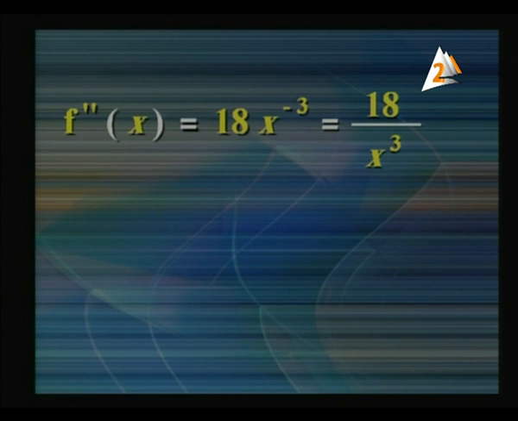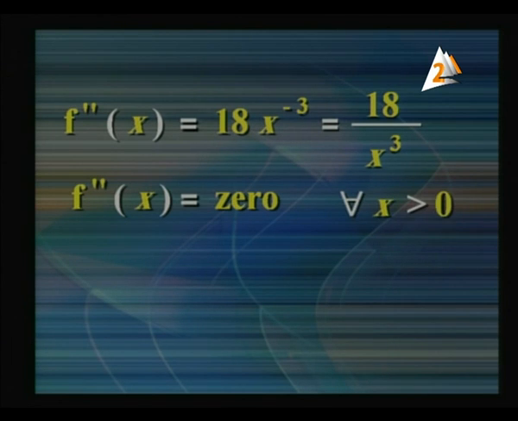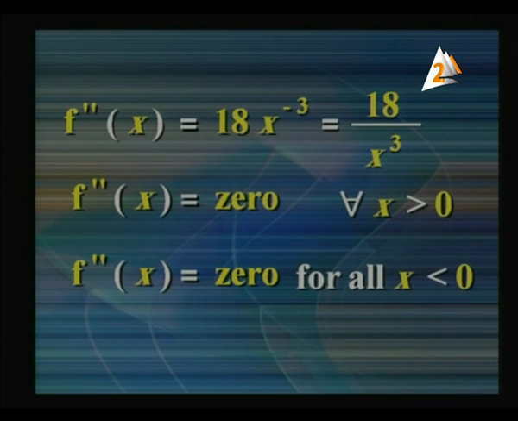x not equal 0. f double dash equals 18x to the power negative 3, equals 18 over x cubed. f double dash x is more than 0 for all x more than 0. Why? Because if x equals 0, then f double dash does not exist. But in this case, f double dash x is more than 0 for all x more than 0. f double dash is less than 0 for all x less than 0.